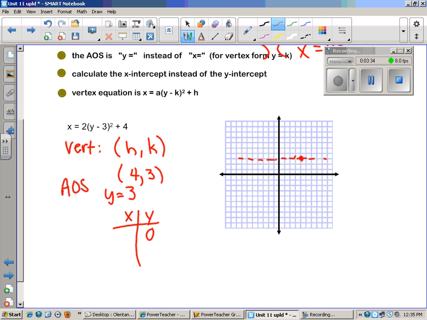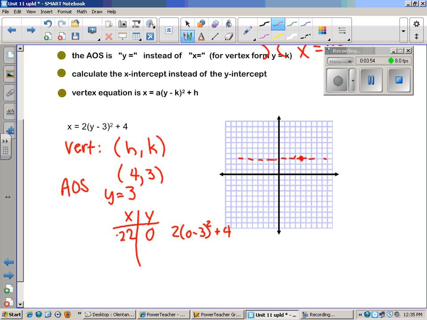So I get 2 times 0 minus 3 squared plus 4. So 0 minus 3 is negative 3. Negative 3 squared is 9. 2 times 9 is 18. And 18 plus 4 is 22. That's kind of too big. So I'm going to pick something else.